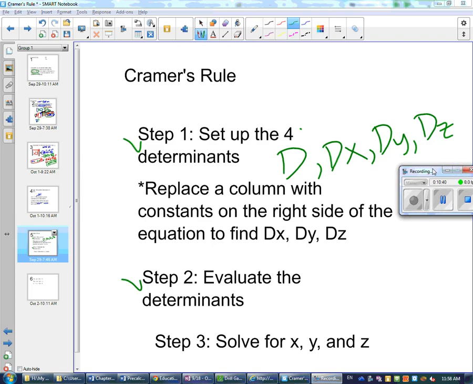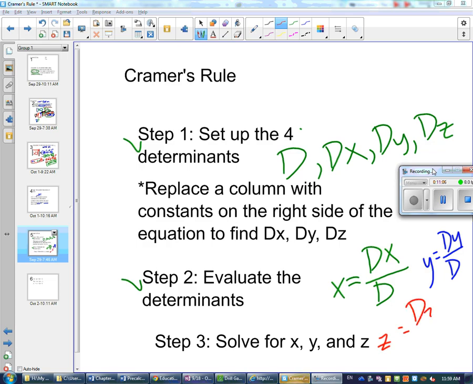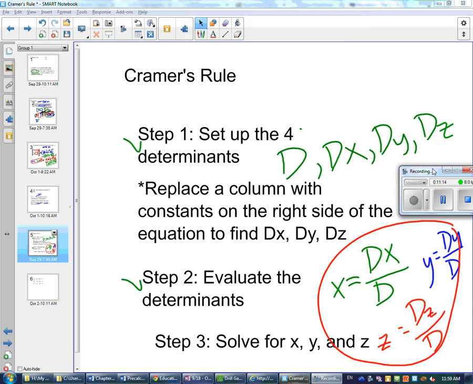And the way you solve for x, going back to the beginning, Cramer's rule is used when you only want to solve for one variable. So if you want to solve for x, it will be the determinant of the x matrix over the whole determinant. If you want to solve for y, it would be the determinant of the y matrix over the whole determinant. If you want to solve for z, it will be the determinant of the z matrix over the determinant. This right here, that's the formula for Cramer's rule. So let's actually practice this.